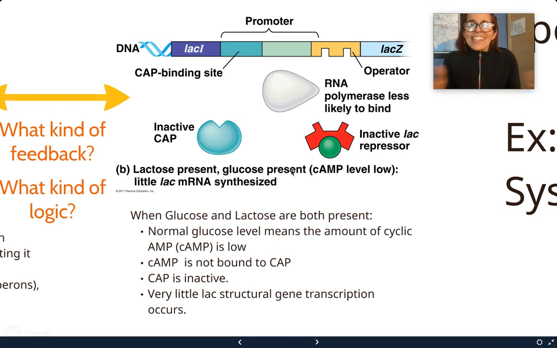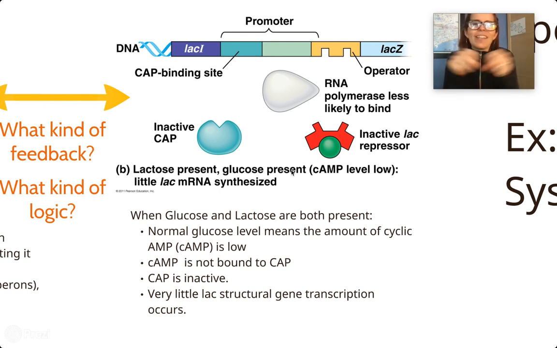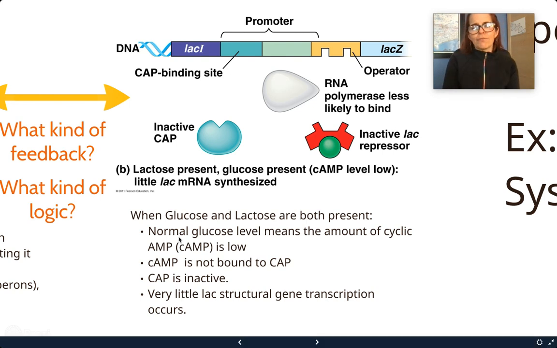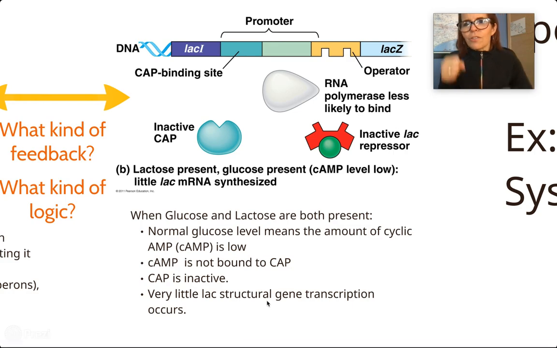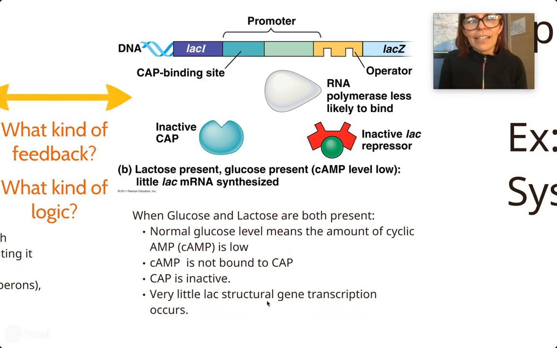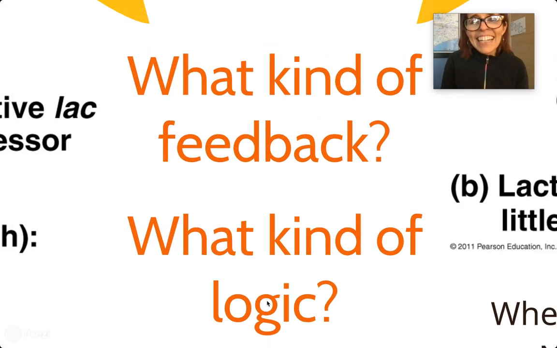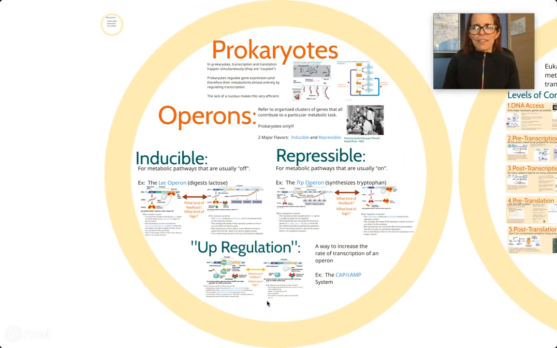The E. coli doesn't need to digest that lactose super fast and get the glucose from it. It's already got plenty of glucose. Normal glucose level means the amount of cAMP is low. cAMP is not bound to CAP. CAP is inactive. Very little lac structural gene transcription occurs. So we're just going to drive 25 miles an hour instead of full speed. And that, again, is an example of positive regulation.